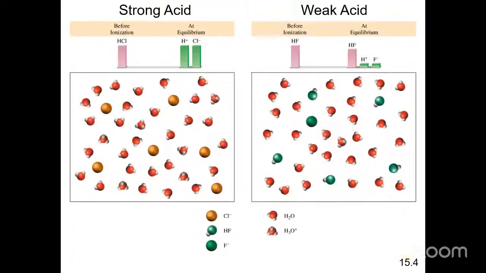And this is just a diagram representing the difference between a strong acid and a weak acid. So as we said before, hydrochloric acid is an example of a strong acid. When you add it to water, all the HCl molecules will be converted to hydrogen ions and chloride ions, right? So this is before ionization, and then at equilibrium, basically you'll have no HCl molecules present. The only thing that will be present would be hydrogen ions and chloride ions.